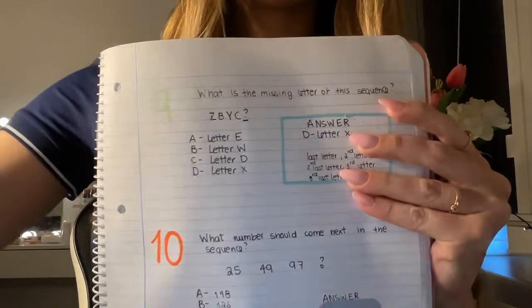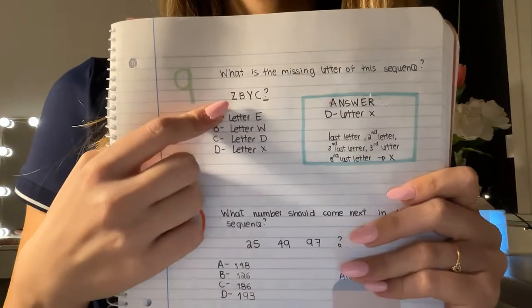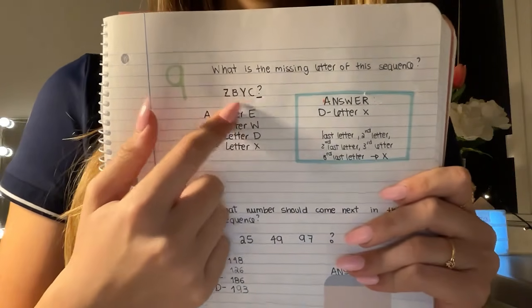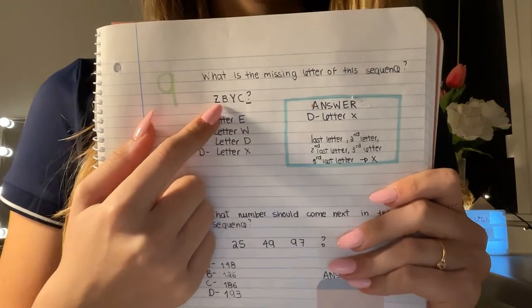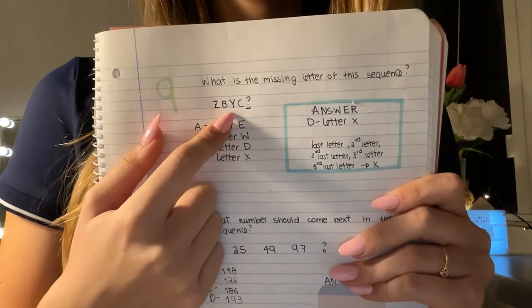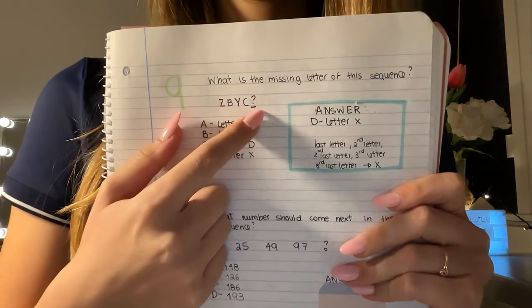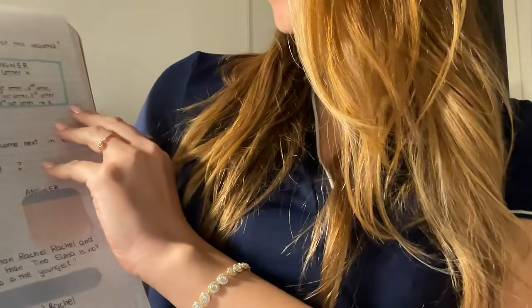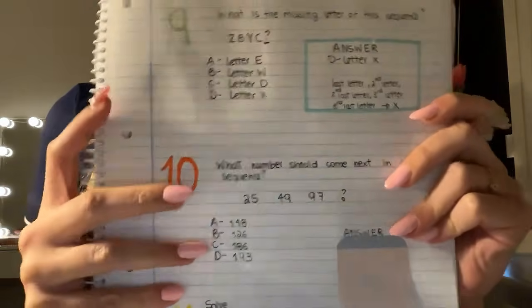Okay, so I will explain the sequence to you. So, the first letter of the sequence is actually the last letter of the alphabet. Then we have the second letter of the alphabet. We have the second last letter of the alphabet, third letter of the alphabet, and the one that should come next is the third last letter of the alphabet, which is X. So that is why X is the answer to question number 9.